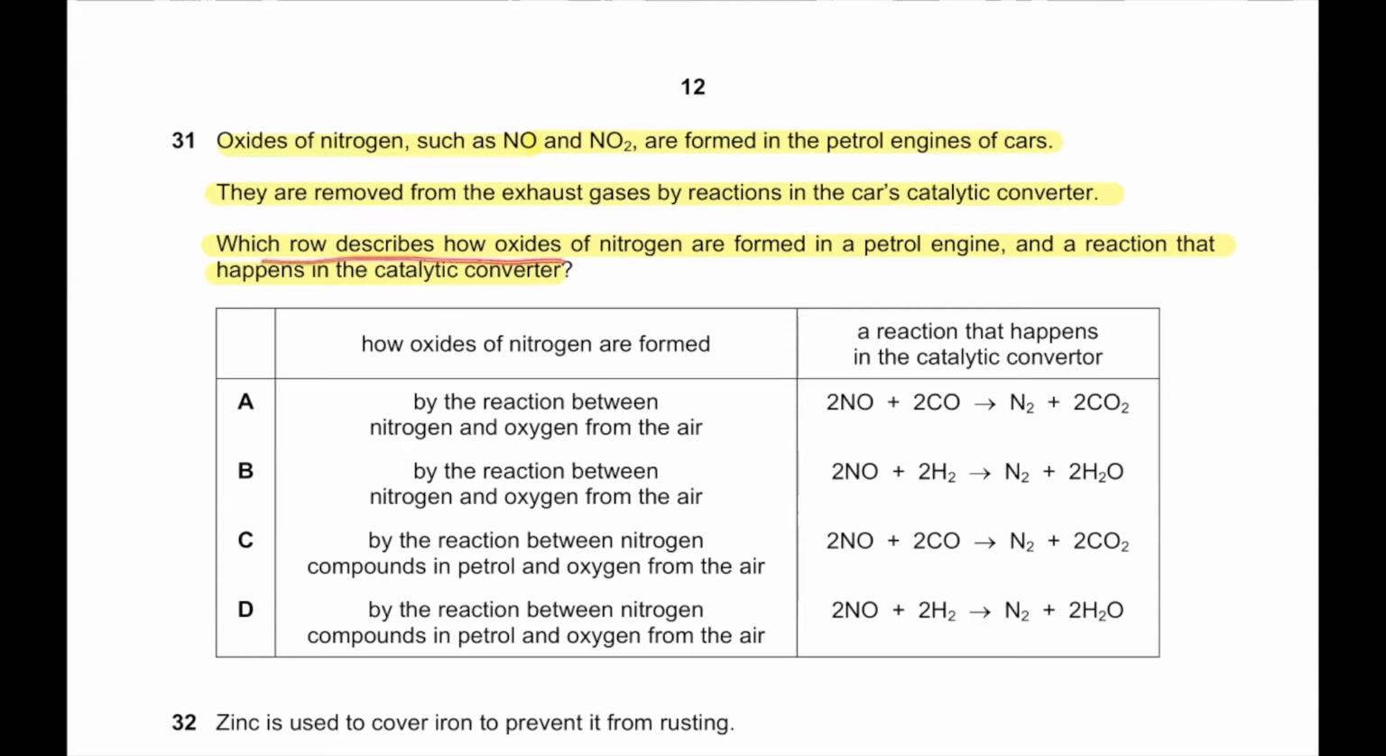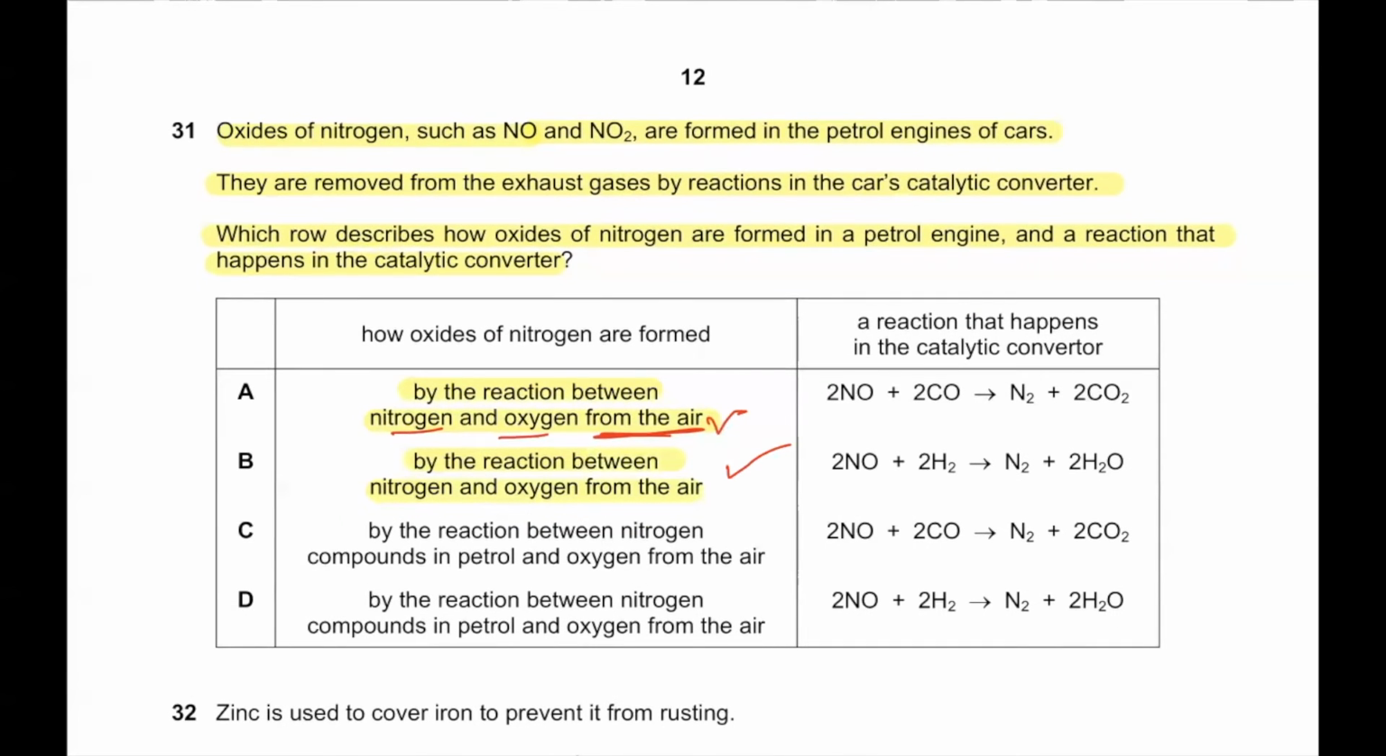Which row describes how oxides of nitrogen are formed in a petrol engine and a reaction that happens in the catalytic converter? Good. Guys, now oxides of nitrogen are formed by the reaction between nitrogen and oxygen from the air. So how are oxides of nitrogen formed? Obviously, oxides of nitrogen are formed when nitrogen and oxygen in the air react. Yes, they're from the air. So which is correct? By reacting nitrogen and oxygen from the air. This is correct as well.